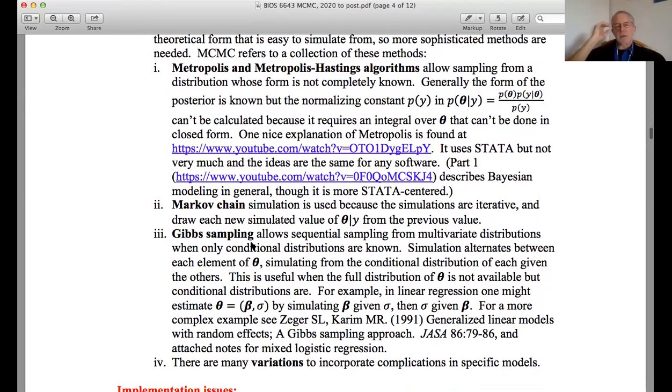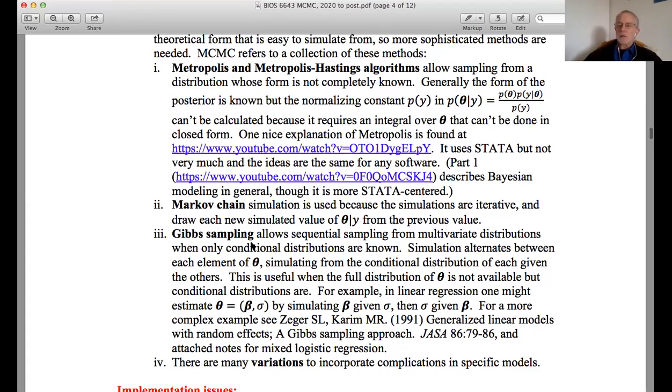You can sample and to get, how do I describe this? It allows you to sample from a density that you can't write down in closed form.